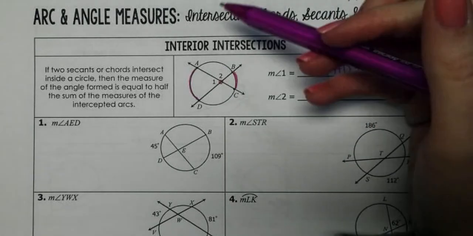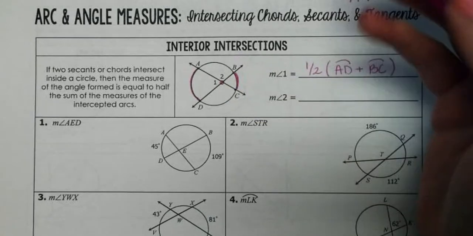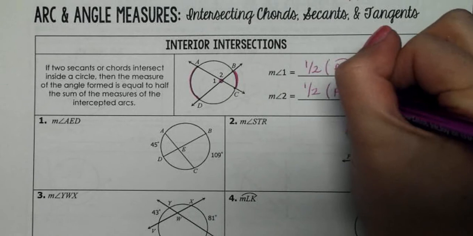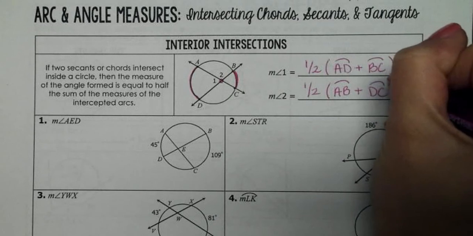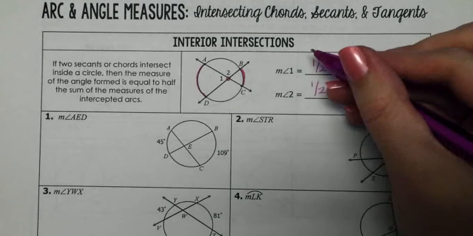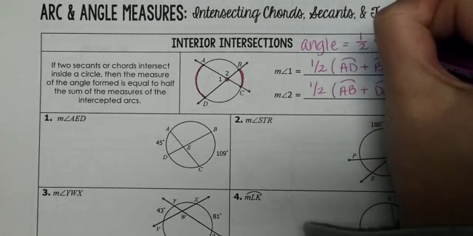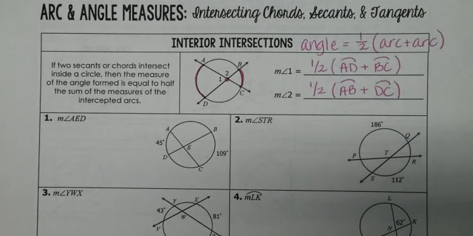So similarly, to find angle 2, you're going to look at the arcs on the top and the bottom. You're going to take half of them added together. So half of the top arc AB plus the bottom arc DC. Okay. So you're really essentially taking the average of the arcs that are directly across from the angle. The way that I like to write this for the interior intersection is the angle equals half, and then I take the arc plus the arc. Okay, you just have to know where the arcs are.